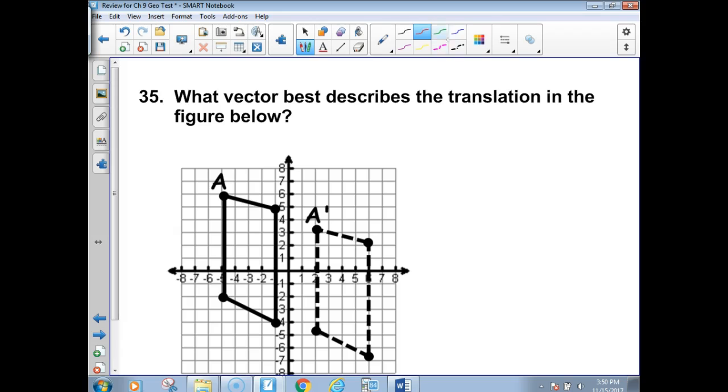35 is asking us what the vector is. So you want to look at the new figure and find out how you went from the old figure to the new figure. It says what translation, so that's going to be a vector, which will be in this notation. All you've got to do is count. How did you move to get there? To go from A to A prime, you'd have to go over 1, 2, 3, 4, 5, 6, 7, and down 3. So right 7 is positive 7, and down 3 would be negative 3.